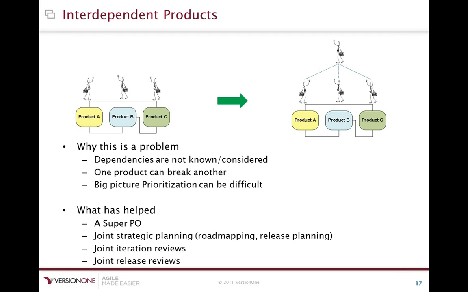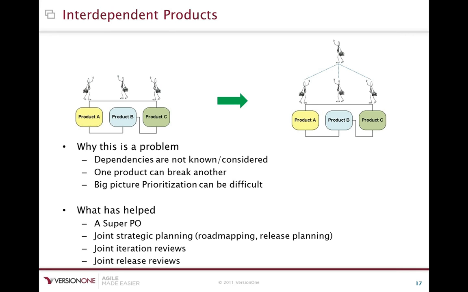Also having joint iteration reviews, so the sprint reviews at the end, and even if they're too big to have all together, at least if product A is having their review, make sure the folks from product B and product C are there, and so on and so forth, so that everybody's aware of not only what we're doing from a strategic level, but also, as we progress through sprints, what's going on with the other products that they impact and that impact them.